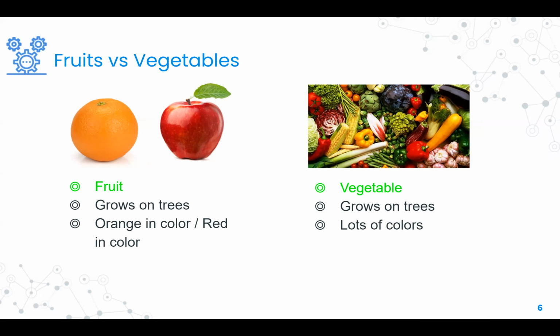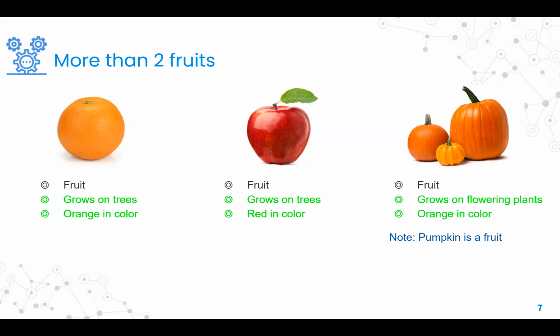And then we can use that feature to better represent the problem we're trying to solve. So another example is, what if we have two fruits? So we have an orange, an apple, and a pumpkin, or multiple pumpkins. And I did search it up, and pumpkin is a fruit, by the way.